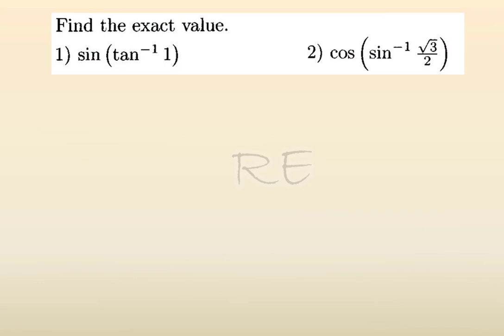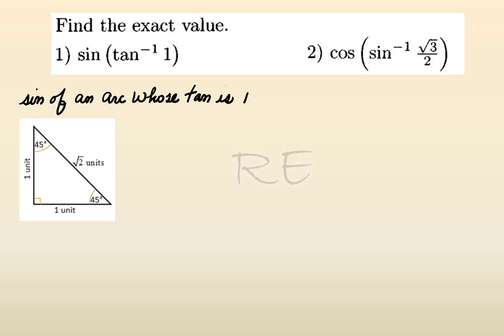Find the exact value of sine inverse tan 1. Means the sine of an arc whose tangent is 1. The arc whose tangent is 1, from the reference triangle 1, 1, square root of 2, is pi/4, and tangent pi/4 is equal to 1/1, which is 1.